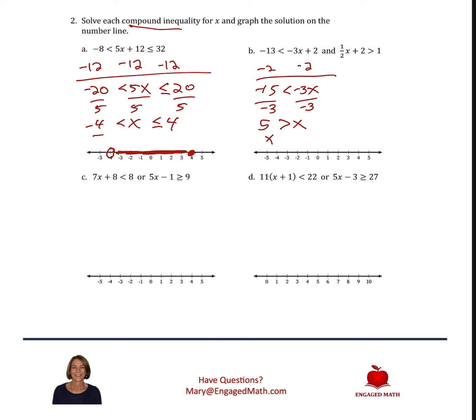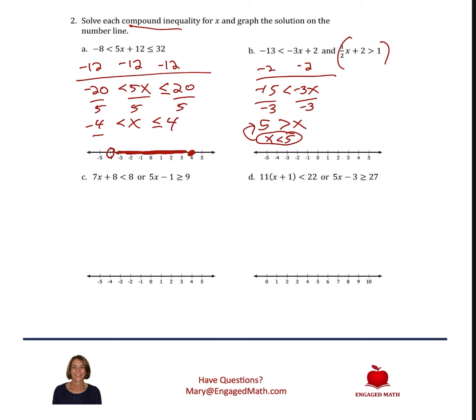Personally, I like to write it as x is less than 5. But it means exactly the same as 5 is greater than x. And if you're not sure why that's true, stop the video and think about that for a minute to make sure the logic behind that makes sense. All right, let's go to the next one.